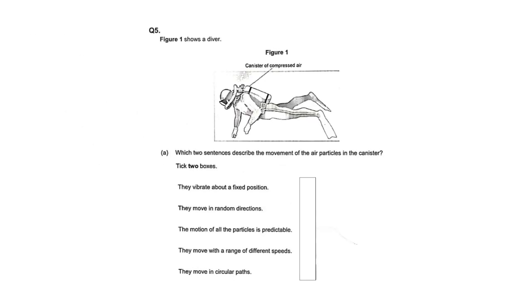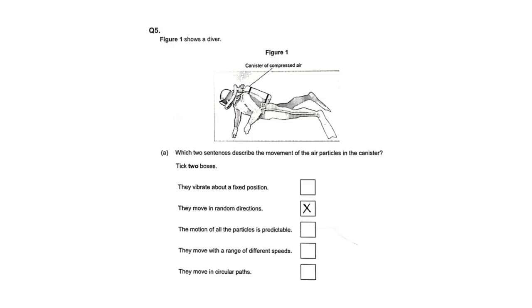Question 5. Figure 1 shows a diver. Which two sentences describe the movement of the air particles in the canister? They all move in random direction. Okay, and they don't vibrate. That would make them solid. It's not solid in the canister. The motion of all the particles is predictable. Incorrect, because it's random. It's moving in every direction at different speeds, etc. They move with a range of different speeds. Oh, this one is also correct. Sorry, I forgot one answer. They move with a range of different speeds is also a correct answer. And they move in a circular path is incorrect.